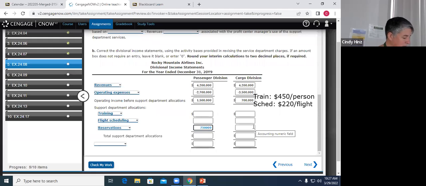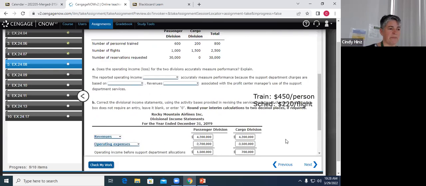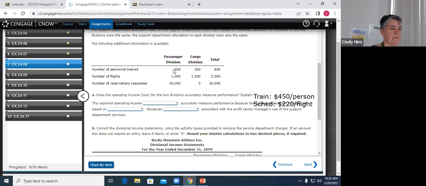Again, it doesn't tell us whether to use negatives or not. I'm going to be consistent and just use negatives because they did in the original report. But you can choose to do that how you'd like. Tells us we can leave it blank or enter 0. So I'm just going to enter a 0 there for reservations for the cargo division. And then we'll look at the training.